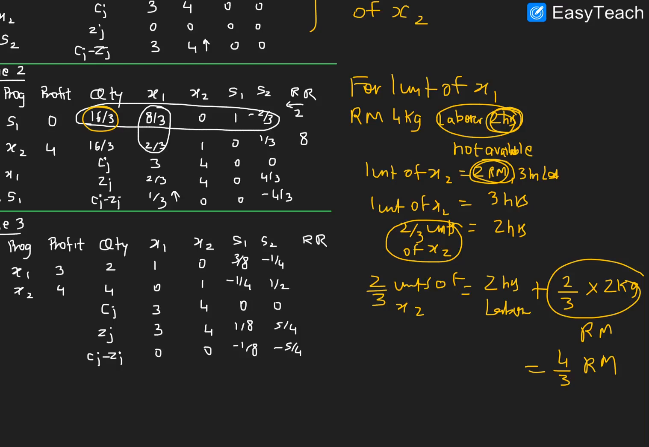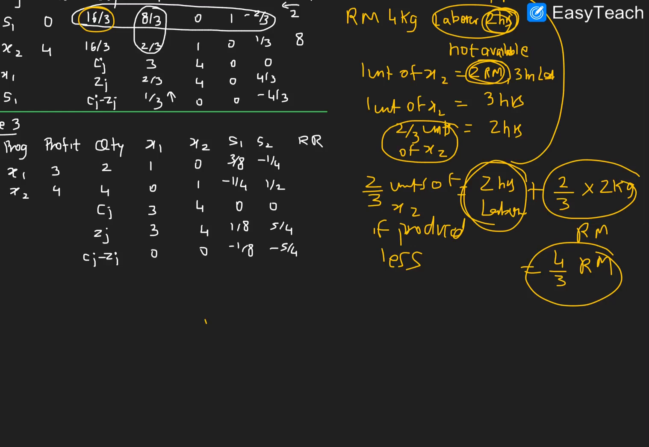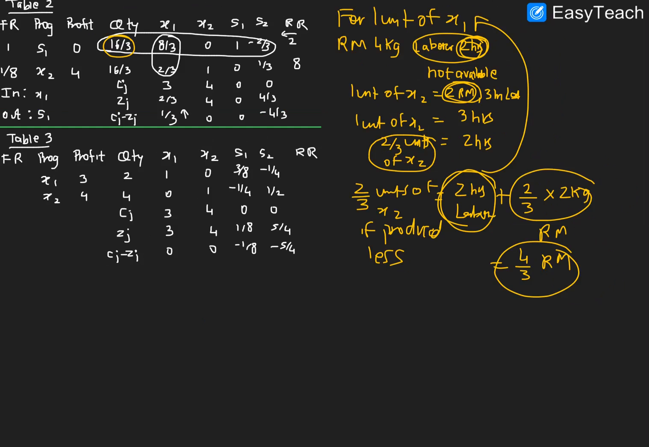So 2 by 3 units of x2 if produced less will be equal to releasing 2 hours of labor, which will be utilized for producing x1, and also 4 by 3 units of raw material will be released, because if we are reducing production of x2 by 2 by 3 units, not only labor will be released, also raw material will be released.